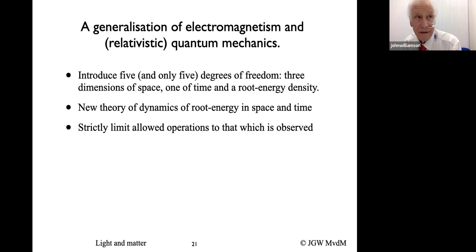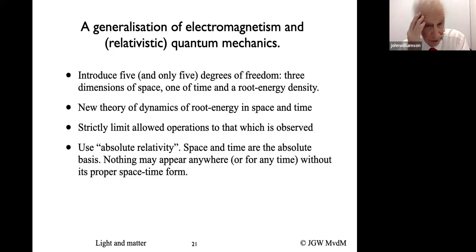So we could give a dimension of root joules to electric field, to magnetic field, to mass, to spin, to charge. One can do that with appropriate multiplications. Now, what these equations of motion are doing, in my view, is they're strictly limiting allowed operations to things that are actually observed, to the fields, the currents, the spins, and so forth. The masses, using absolute relativity. Space and time are the absolute basis for x, y, z, t, plus pivot, plus x, y, z, t, plus vot, plus the stuff, this root energy stuff, 5 degrees of freedom, and not a whole zoo of particles.